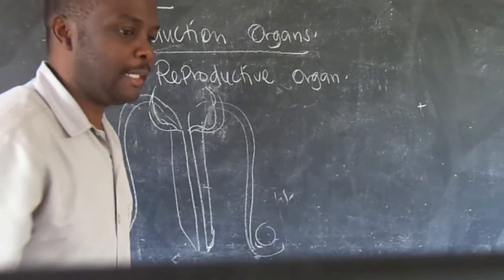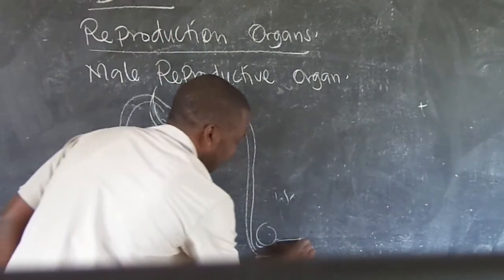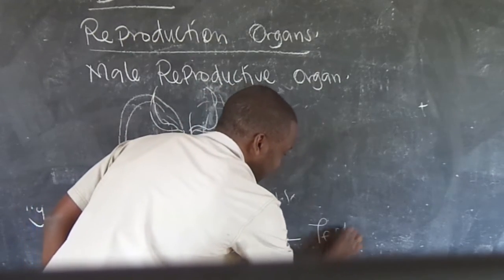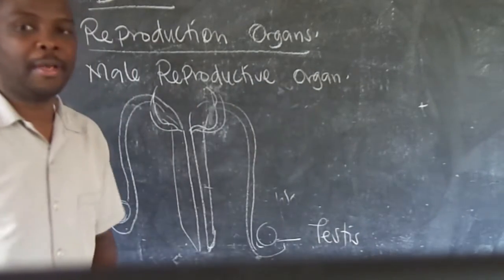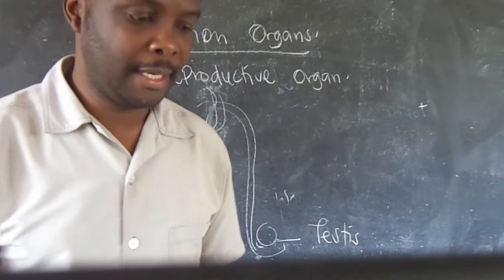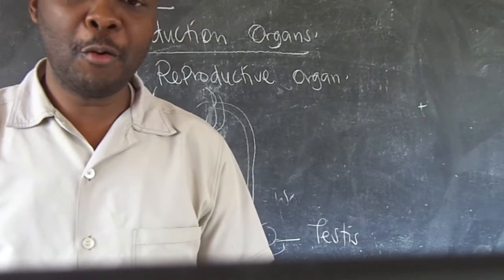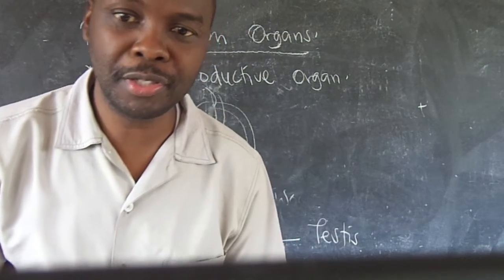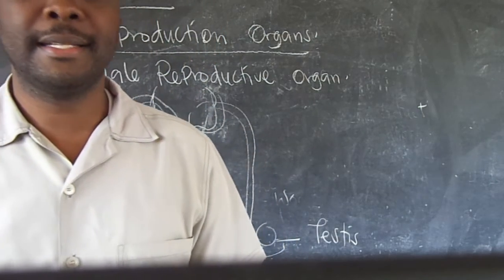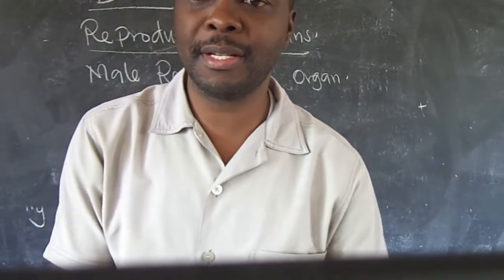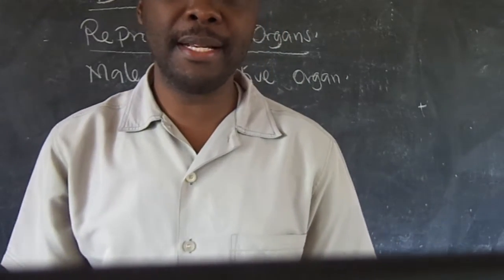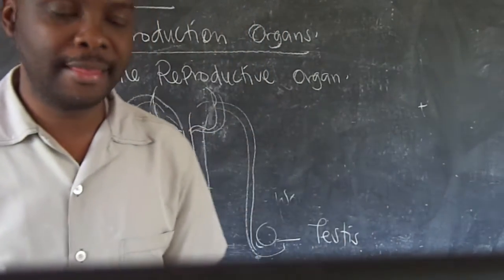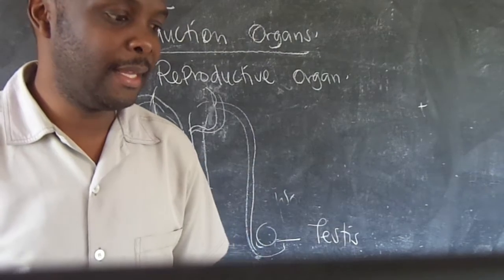In the male reproductive organ, we have what we call the testes. Now, what's the work of the testes? The testes are used to produce the male sex cells, and the male sex cells are known as the sperms.